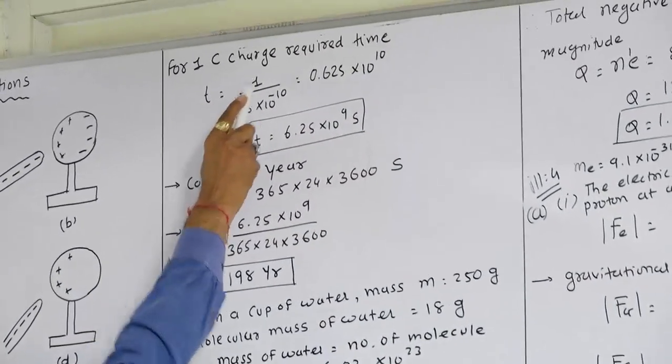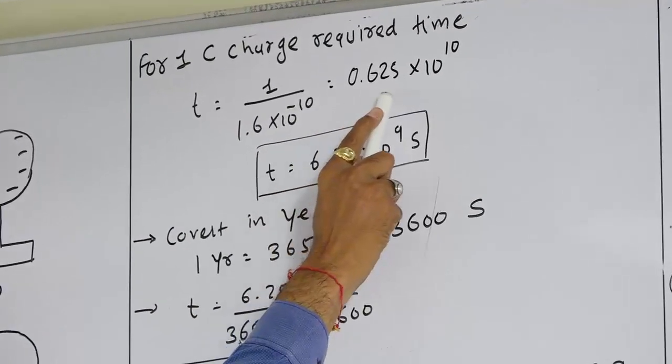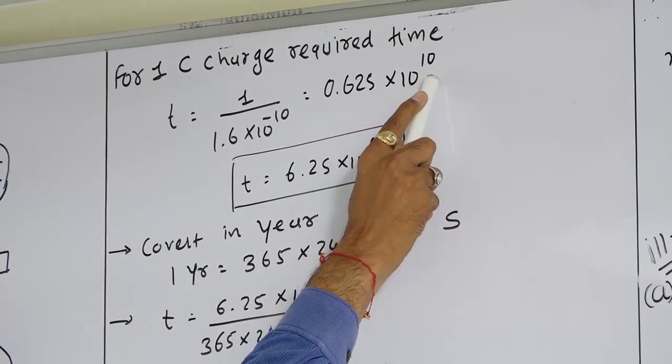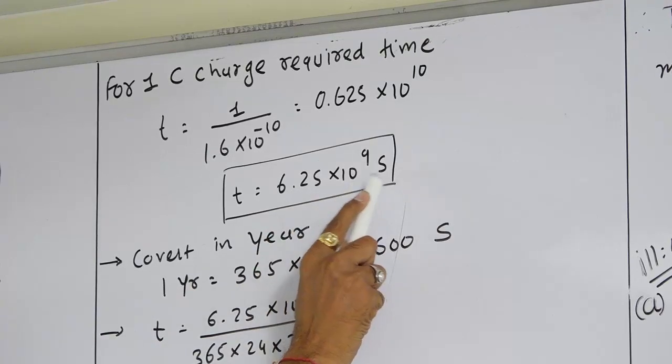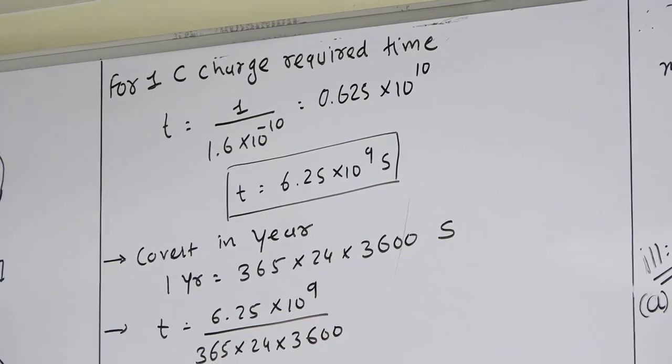Therefore, time t is equal to 1 upon 1.6 into 10 to minus 10. 1 by 1.6 is 0.625. 10 to minus 10 written in the numerator becomes plus 10. Now displace the decimal, so the time is 6.25 into 10 to 9 second. Student, it is the required time to produce a 1 coulomb charge.